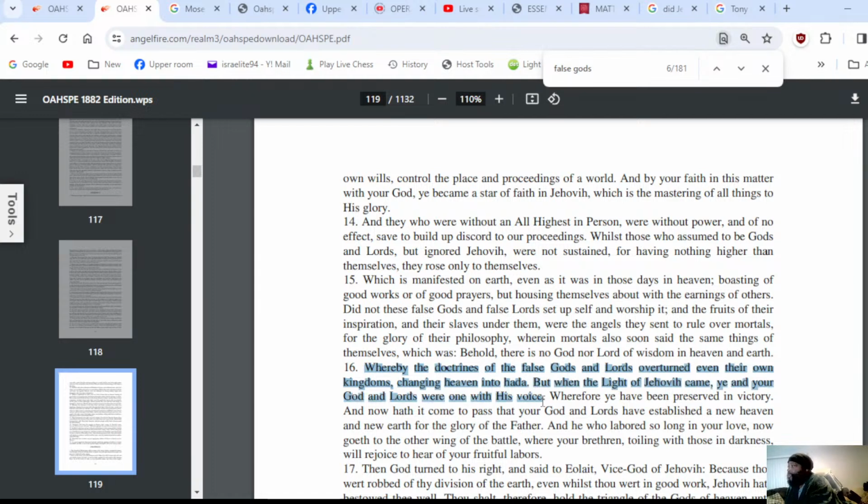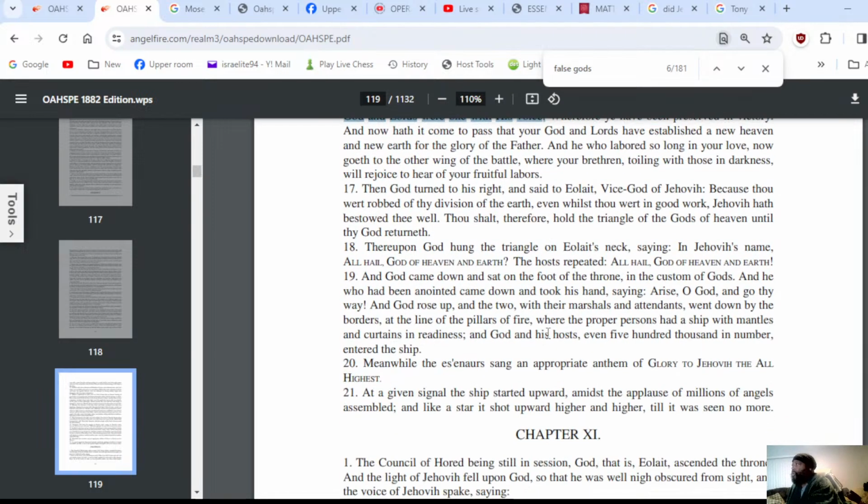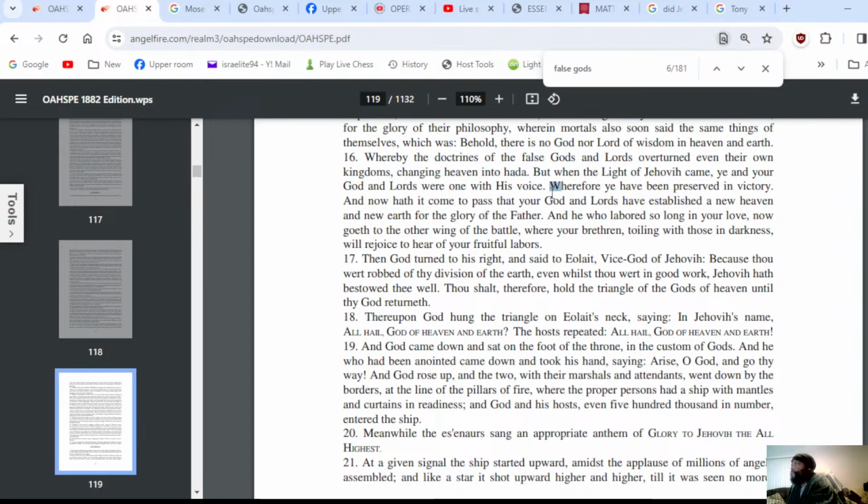But when the light of Jehovah came, ye and your God and lords were one with his voice. Wherefore ye have been preserved in victory, and now has come to pass that your God and lords have established a new heaven and a new earth for the glory of the Father. And he who labored so long in your love now goeth to the other wing of the battle, where your brethren toiling with those in darkness will rejoice to hear of your fruitful labors. So this is an account of the Creator dealing with faithful gods and lords, is what I could see to this point.